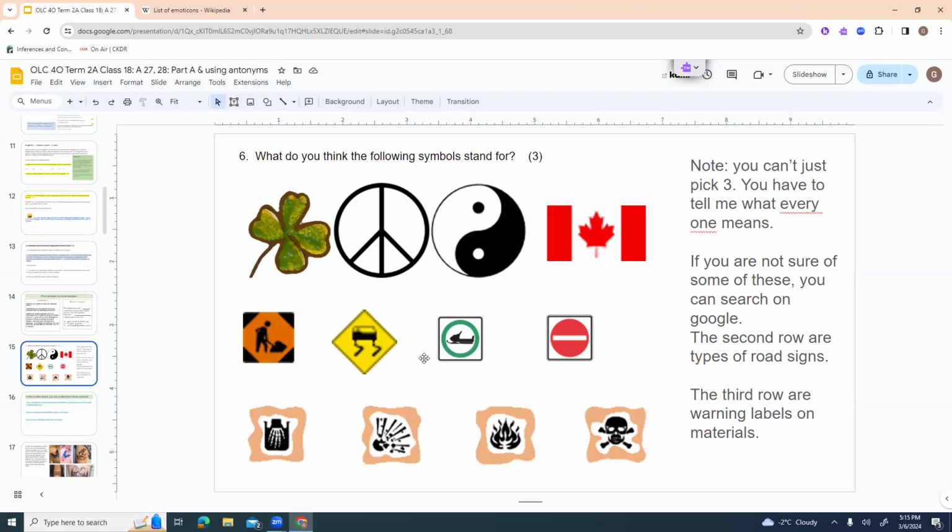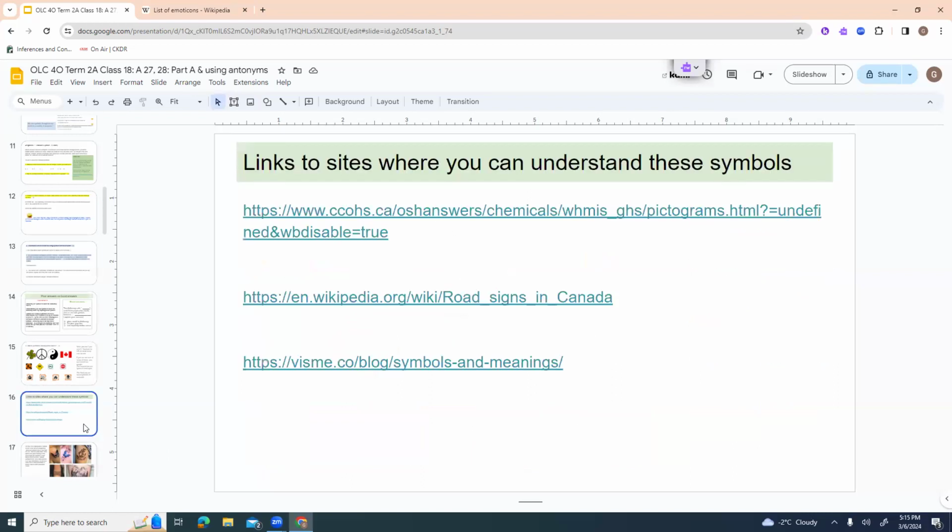The second row, for example, are road signs. And the third row are warning labels on materials. And again, there are some links here to places where you could find the answers if you didn't know. This one is talking about WHMIS symbols, which would be on materials. Here we talk about road signs in Canada. And this is one that talks about symbols and meaning.